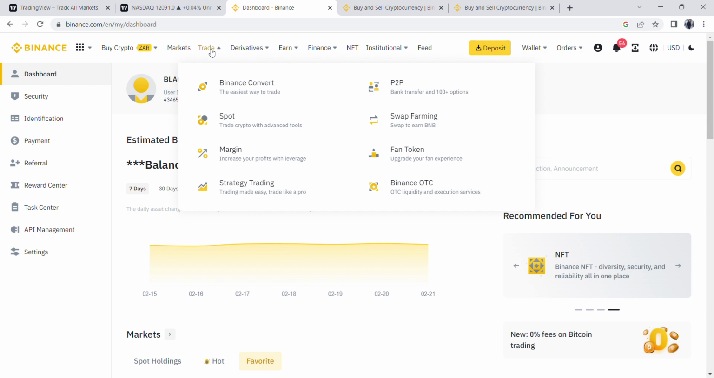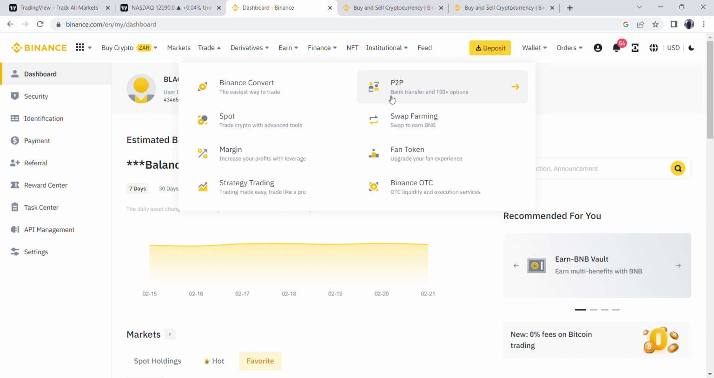These are very, and I mean very, risky trading. Margin trading and futures trading are all risky. You're using leverage. So if you're a beginner, please avoid it. Then trading strategy, you can see P2P.